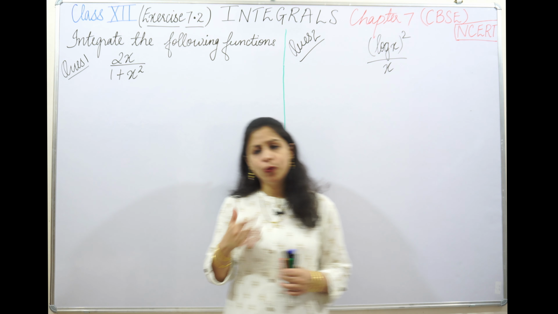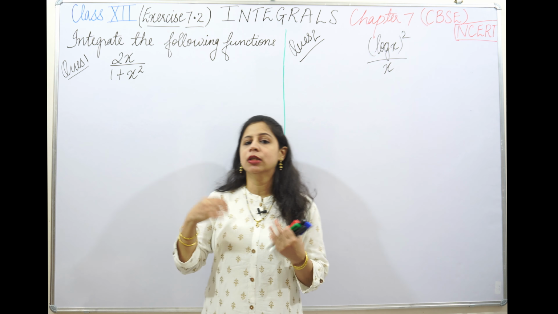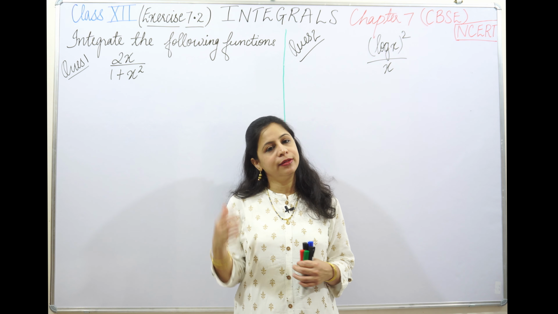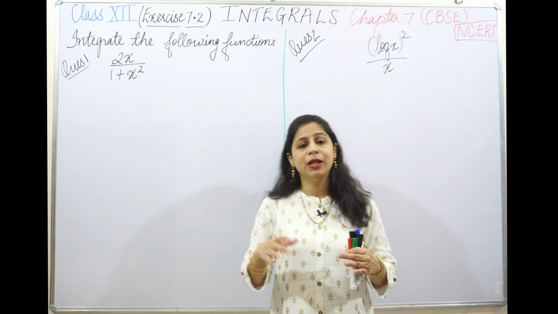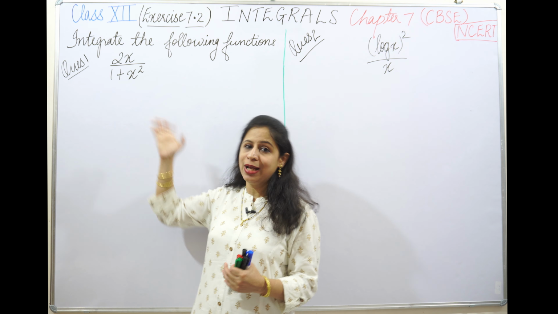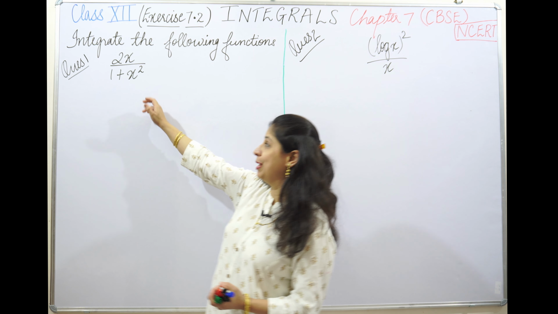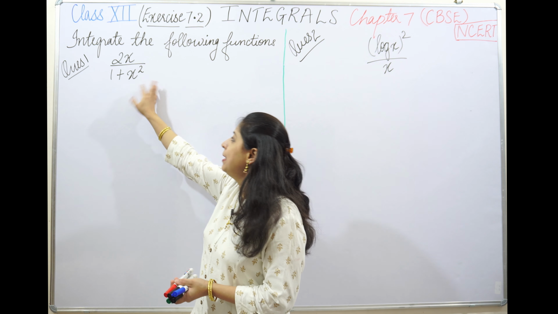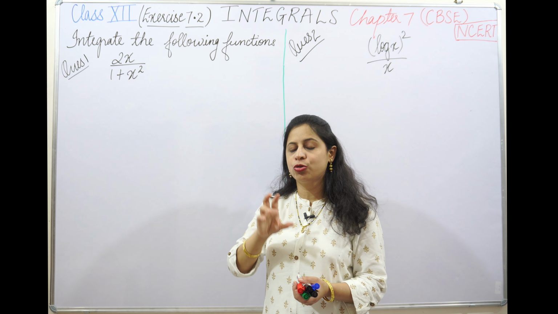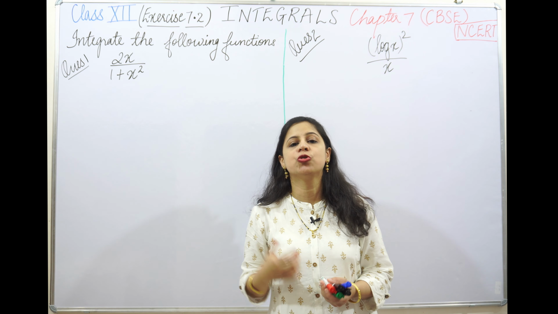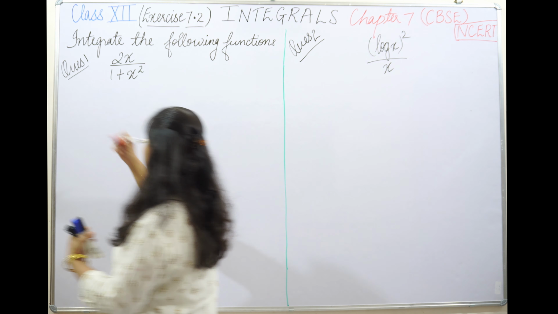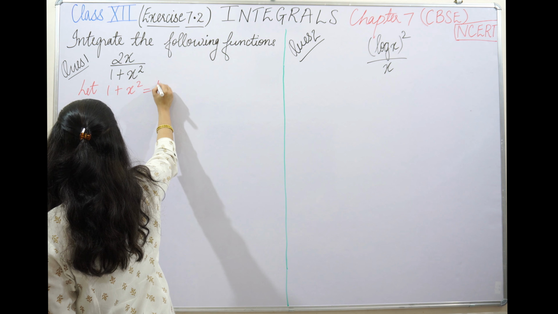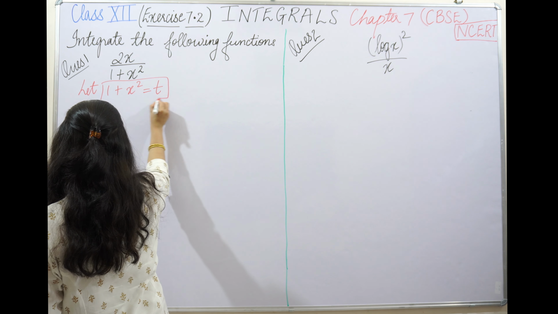Okay, so we will be substituting some variable, and we will be making the whole expression in that variable only. We will be solving these questions as follows. Here we have been given 2x upon 1 plus x square. So 1 plus x square we will be substituting with some variable. Let us assume it to be equal to t. So let 1 plus x square equal t. We have assumed this.